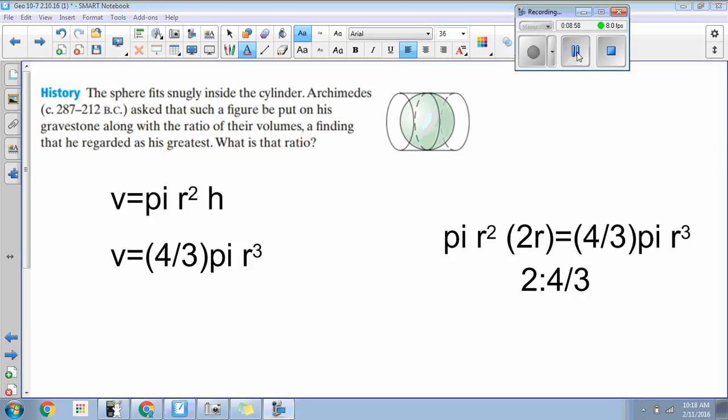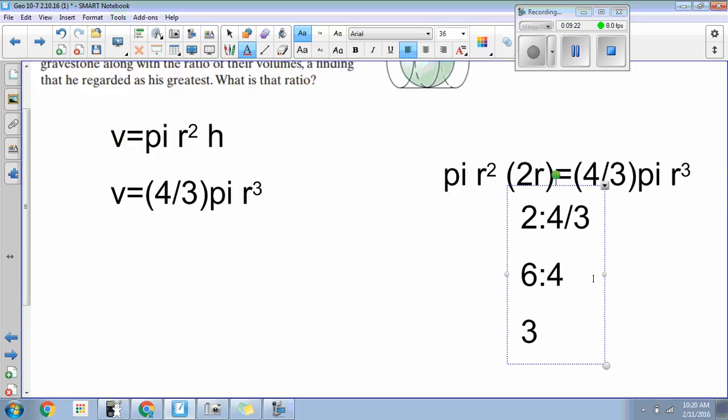The one we've got here is a little hard to compare because you've got a whole number on the left and a fraction on the right. It might be easier to think of it as 6/3 comparing to 4/3, which is like 6 comparing to 4. So 6 is to 4 as 3 is to 2. What they're actually looking for here is a 3-to-2 ratio.